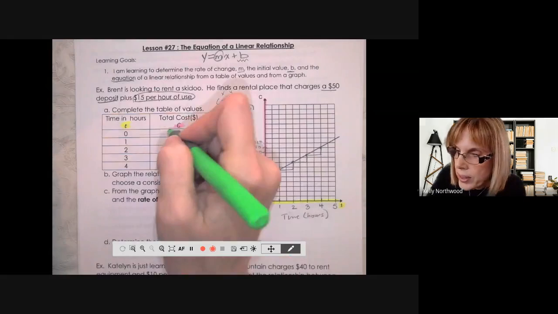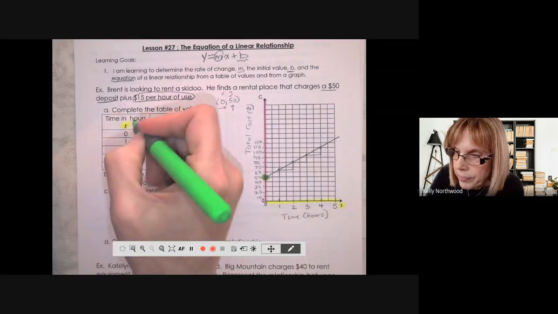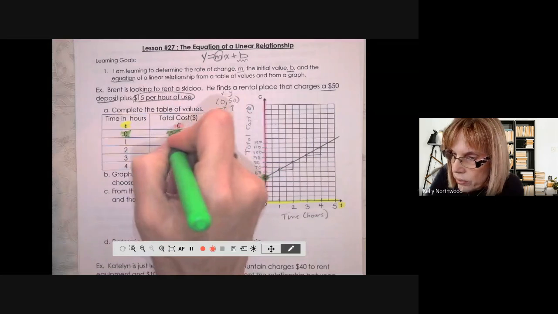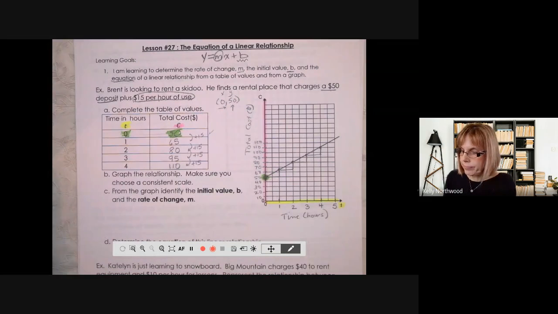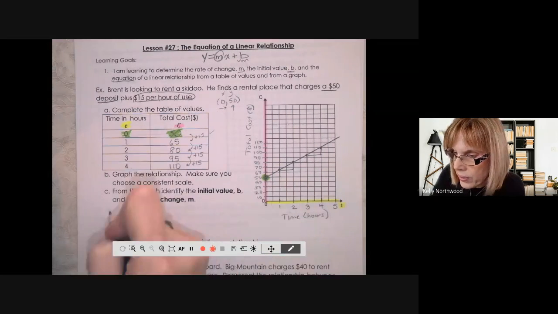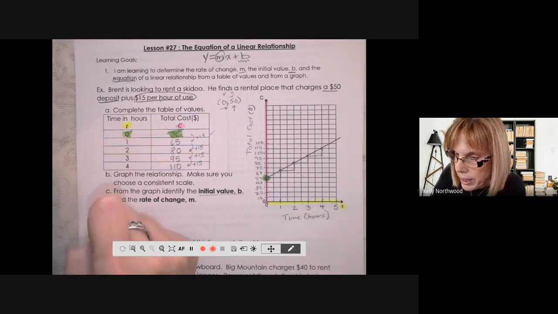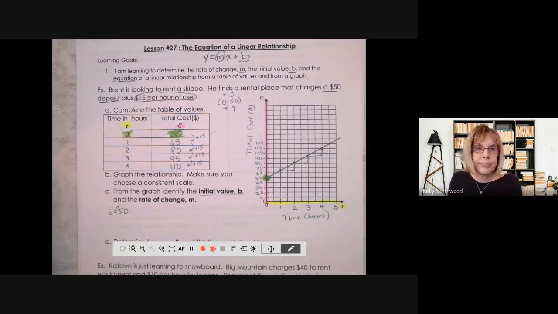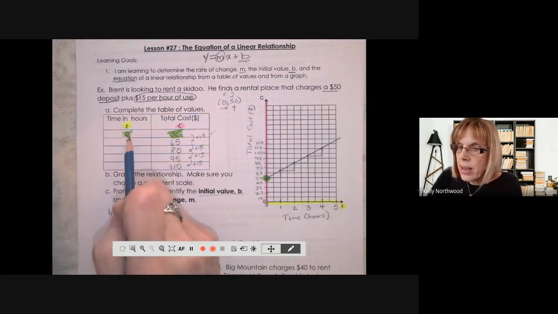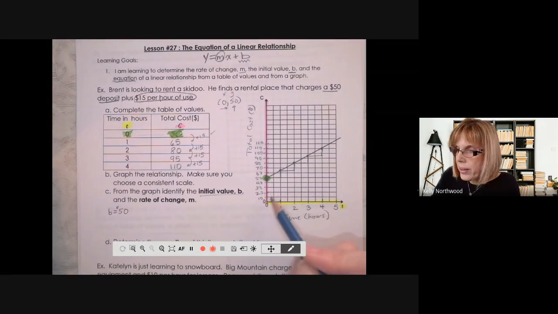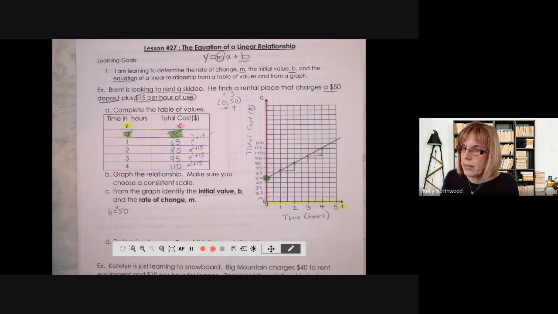I also want to show it to you in the table. So when T is 0, this is my initial value, 50 here. So we know B is 50. So my initial value, B, is $50 actually. And that means if you rent the Skidoo for 0 hours, it costs you $50. On the graph, when T is 0, C is 50.